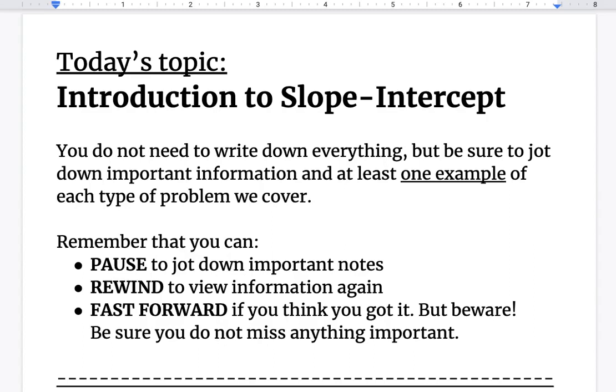As an example, you do not need to write down everything we cover in this video, but be sure to jot down important information and at least one example of each type of problem that we cover. Also remember that you can pause the video to jot down important notes, rewind to view information again, and fast forward if you think you got it. Just be careful and make sure that you don't fast forward too much that you miss out on anything important. Let's begin.